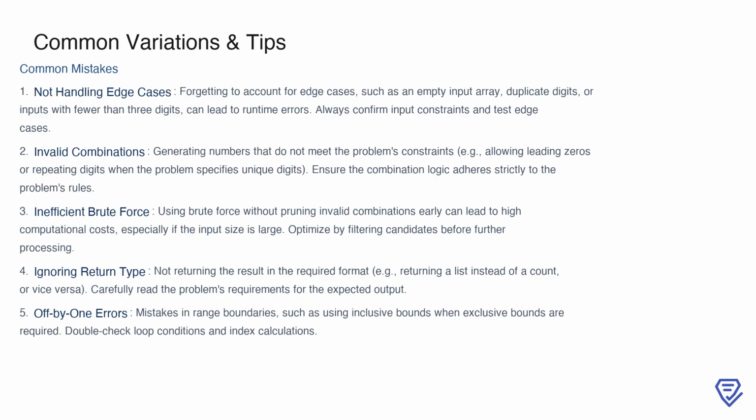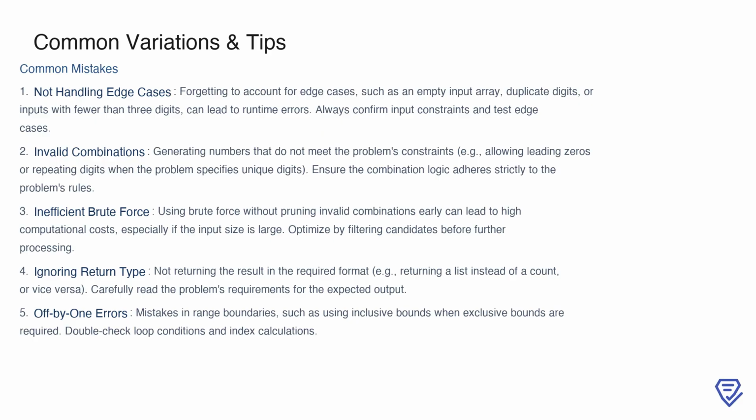Another frequent mistake is generating invalid combinations, such as numbers with leading zeros or repeating digits, when the problem requires unique digits. This can often happen if the combination logic isn't carefully aligned with the problem's rules. Inefficient brute force methods are another pitfall. If you generate all possible combinations without filtering out invalid ones early, the computational cost can grow significantly, especially with larger input sizes. Instead, aim to optimize by eliminating unfit candidates as soon as possible.